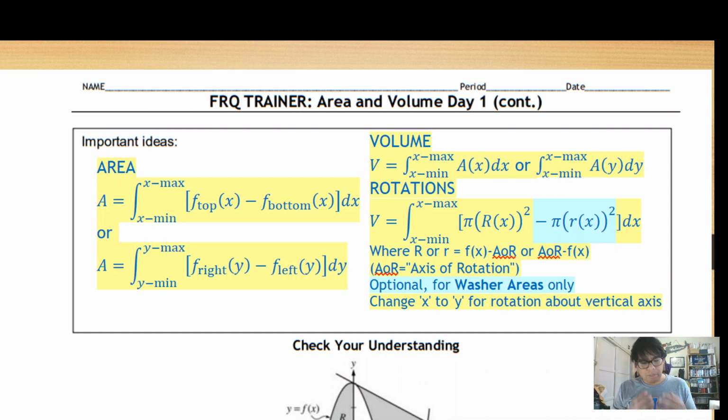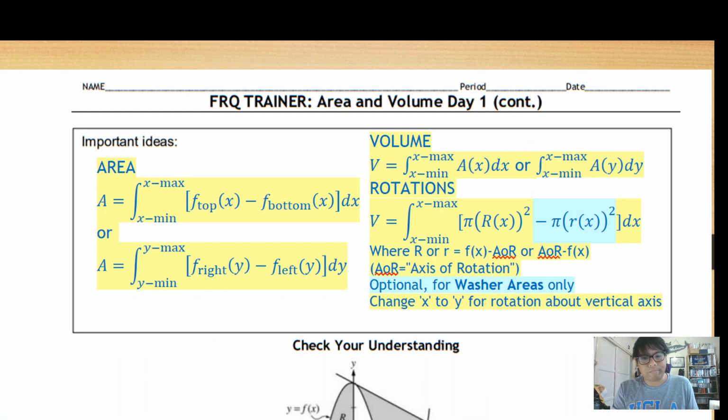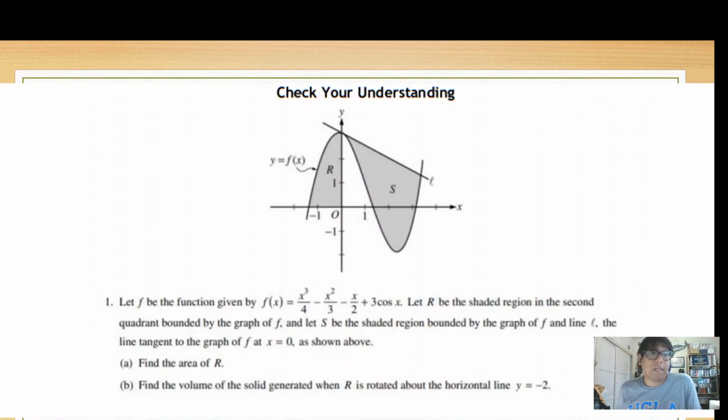Check your understanding. This one is from an early AP question. I think this is sometime in the 2000s. So here's our region. We have a region R and a region S. The first part is to find the area of R, and the second part is to find the volume generated when R is rotated about the horizontal line y equals -2. For this problem, we're not going to use the letter S at all. I think that was for part C.